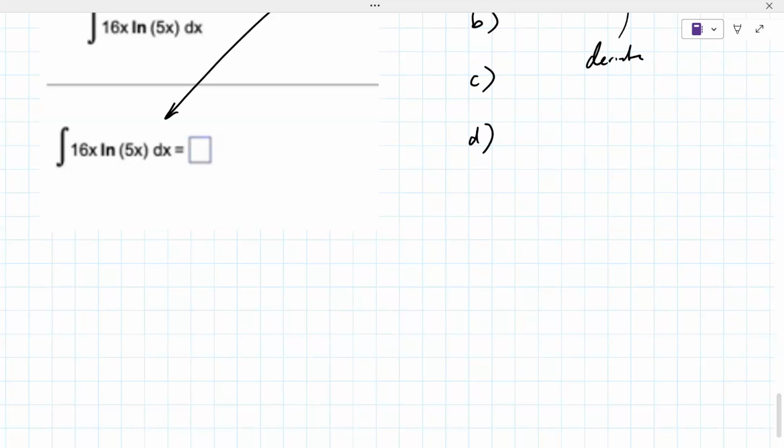But I'll show you. This is actually what's called an integration by parts problem. This is in Calculus 2.